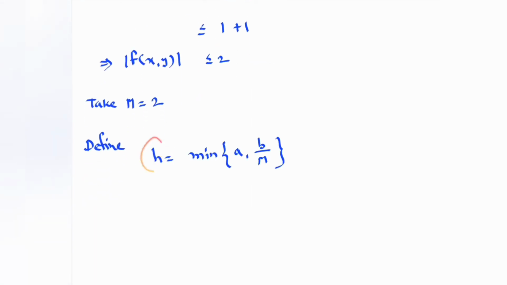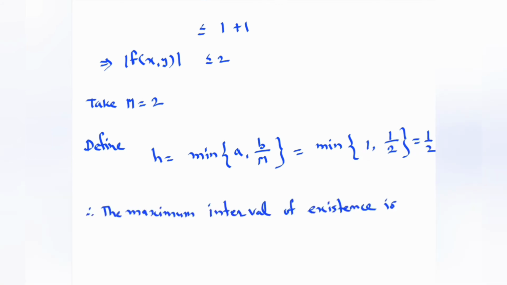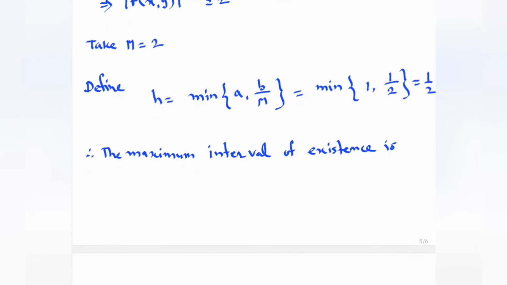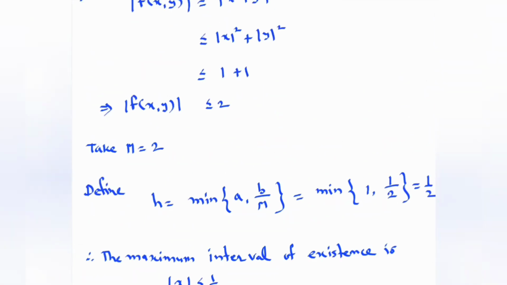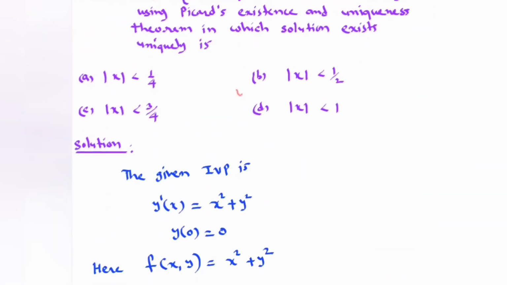Now we define h equal to minimum of a, b/M. Here a and b are 1 and M is 2, so we can write it as (1, 1/2). So its minimum value is 1/2. Therefore the maximum interval of existence is |x| < 1/2. So option B is the correct option.